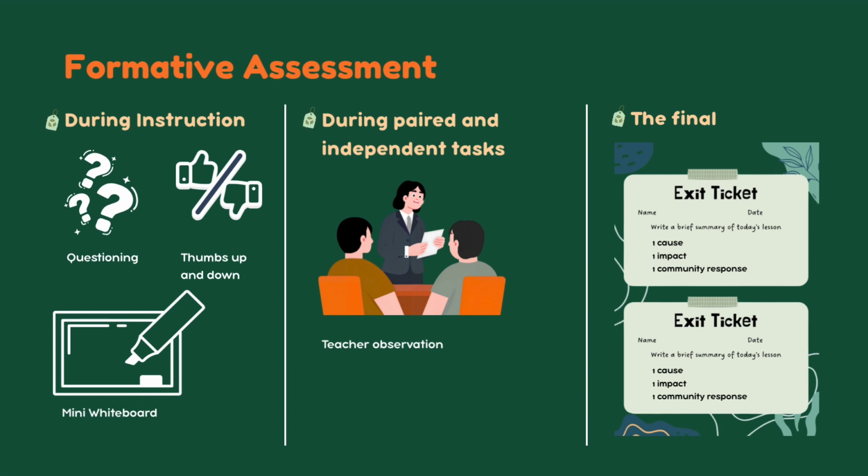During paired and independent tasks, I would observe student progress. This is valuable because some students demonstrate understanding more effectively by discussing than through written responses. The final exit ticket assessed whether students could identify one cause, one impact, and one community response strategy. Black and Wiliam in 2009 described formative assessment as one of the most powerful influences on achievement because it provides timely evidence to improve teaching and learning.